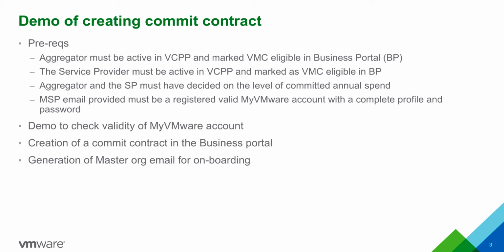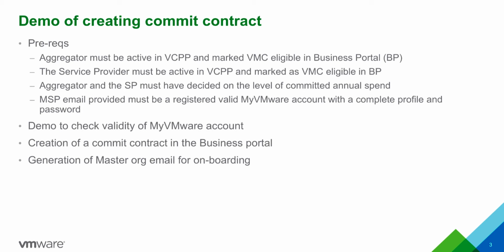We'll get on to the demo, but before that, there are some prerequisites for creating the commit contract. Both the aggregator and the service provider must be active in the VCPP and marked as VMC eligible in Business Portal. The VCPP operations team gates this and will mark them eligible as appropriate. Aggregator and the service provider must have decided on a level of committed annual spend, which is level 2 here. The third is the service provider email must be a registered valid VMware account with a complete profile and password.